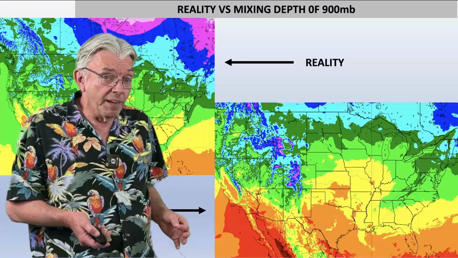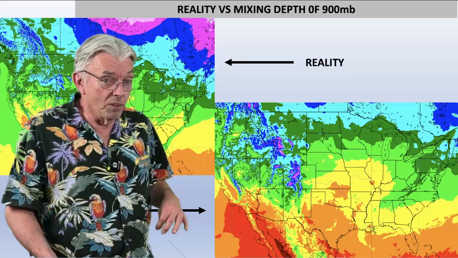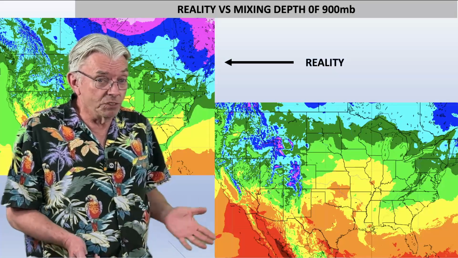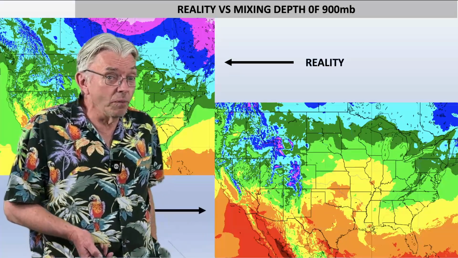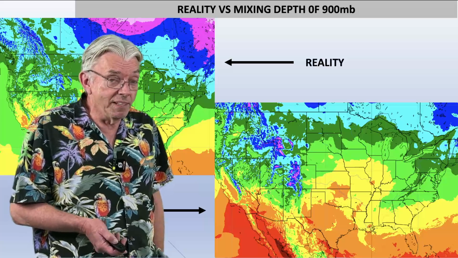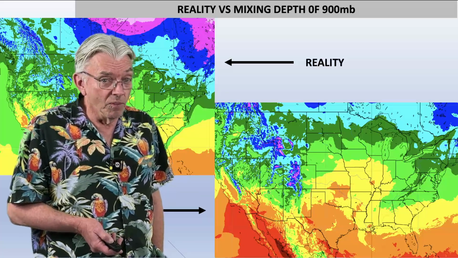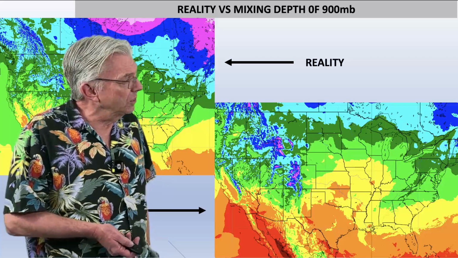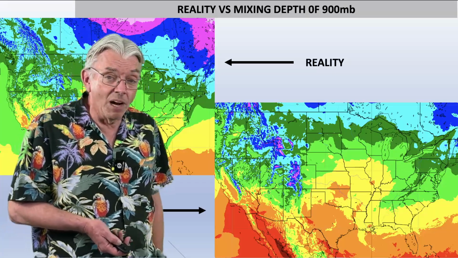Now tomorrow, the air mass overall will be warmer, and that will contribute more to the warming tomorrow than anything else. I don't know that the mixing depth is going to be all that much greater tomorrow than it will be today, but the atmosphere will be warmer, and so that should be enough to get us up to the 70-degree mark or slightly higher. All right, I hope that makes sense.